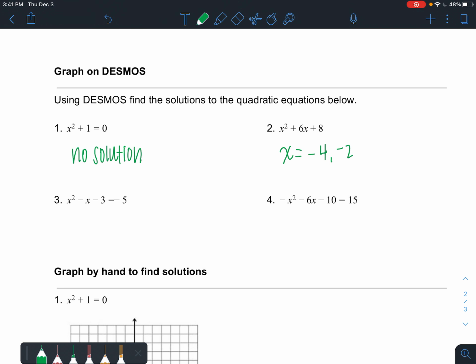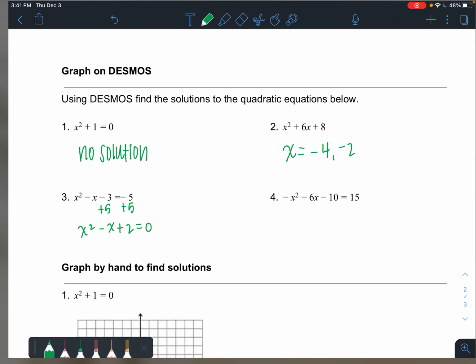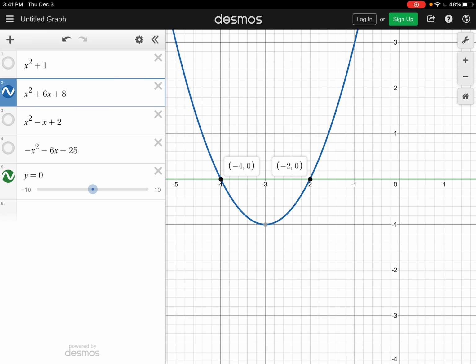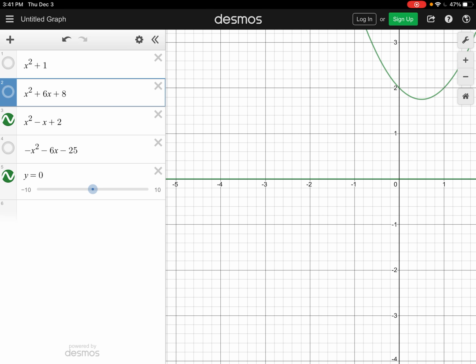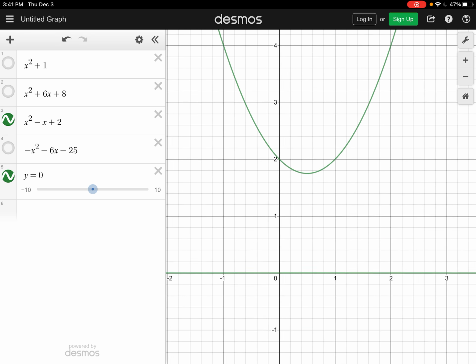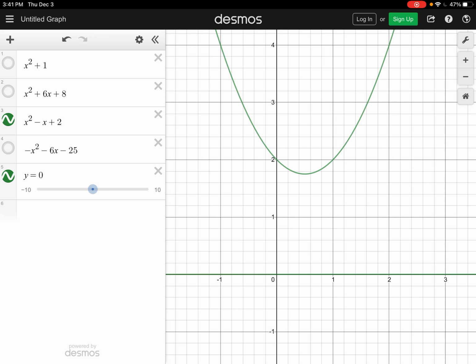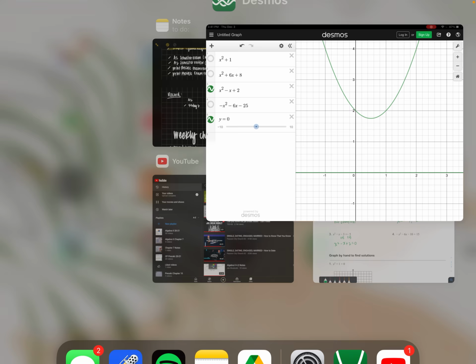All right, this next one here, I don't have it equal to 0, and I need it to be equal to 0, so I'm going to add 5 to both sides, just like we did last time. And so we have x squared minus x plus 2 equals 0. I'm going to go ahead and graph that on Desmos. So there's that. All right, again, it doesn't intersect with the x-axis, so there is no solution.